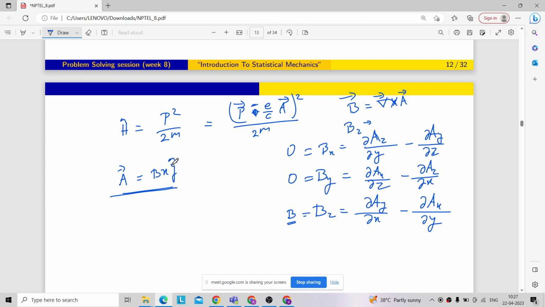Now this is yk, that means this is Ay, right? And all other components are 0. Ax is 0, Az is 0. So if you put this in the above equation, you will get Bz equal to B for this choice of A. A is Bx yk, right?